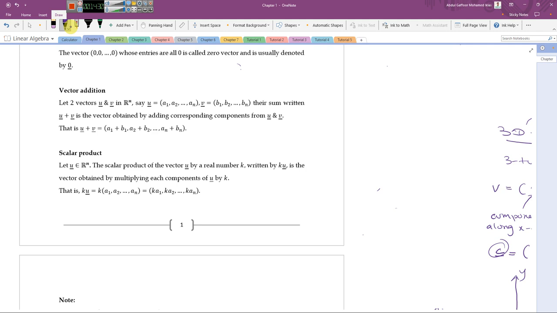Right, vector addition. Let two vectors u, v be in Rn. If we are taking vectors from 2D space, then we denote u, v belongs to R square, because this is a 2D space. This will be a 2D vector. And if we have vectors from R cube, then u, v belongs to R cube, and it will be a 3D vector, right?